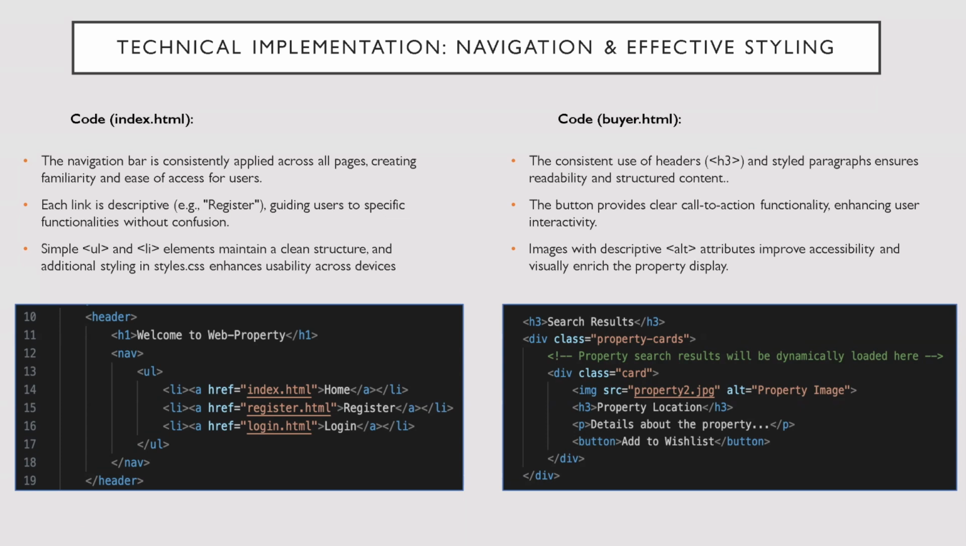Code buyer.html. The consistent use of headers, H3, and styled paragraphs ensures readability and structured content. The button provides clear call-to-action functionality, enhancing user interactivity. Images with descriptive alt attributes improve accessibility and visually enrich the property display.